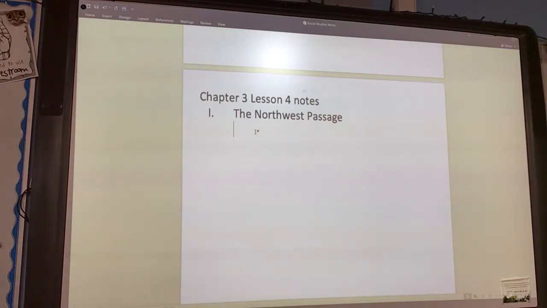Here we go. The Northwest Passage. What are some questions we might be asking ourselves before we start reading this particular section on page 139? What can we ask? Remember, think about those 5 W words: who, what, when, where, why. You could ask a who question about the Northwest Passage. What is the Northwest Passage? We could ask that. We don't know what that is, so now I'm curious what it is.